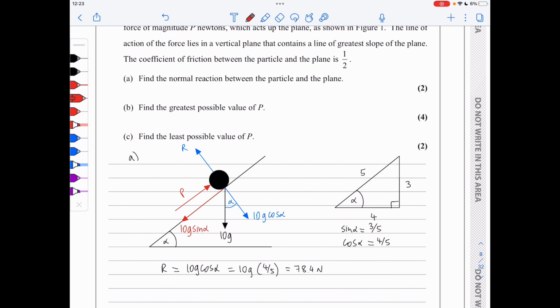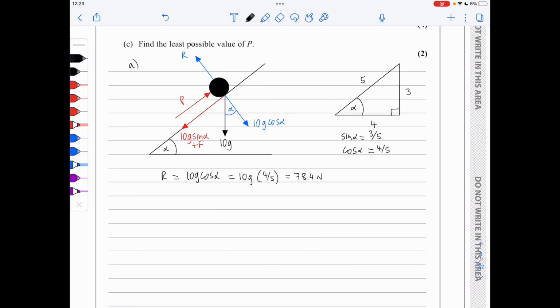We know that the greatest possible value of P will be at the moment where the particle is about to go up, and therefore the friction will oppose this. So we've got a frictional force here acting down the plane. Now we know that the frictional force F is equal to mu R. So it's going to be a half the value of mu times 78.4, which is the reaction, which is 39.2 newtons.